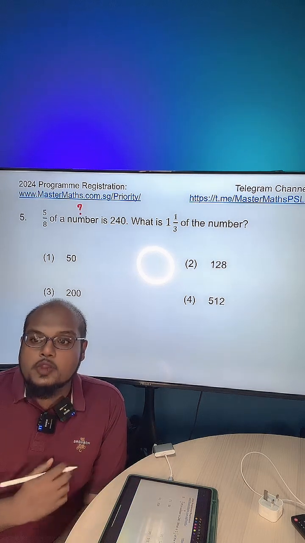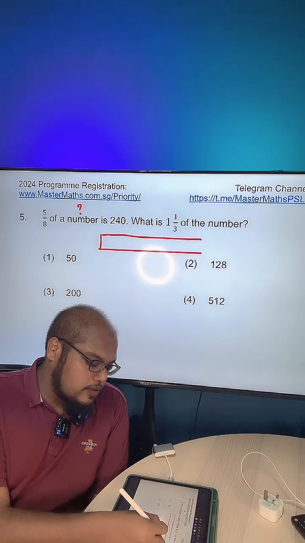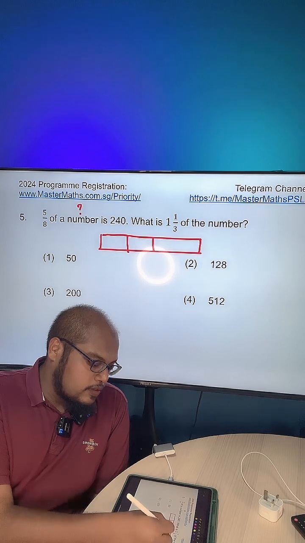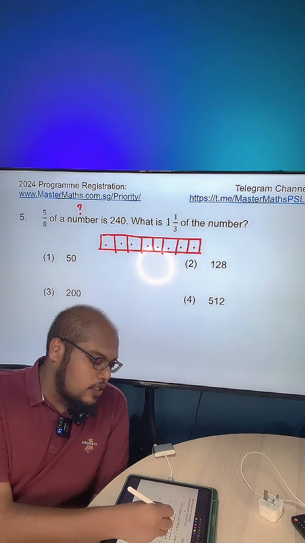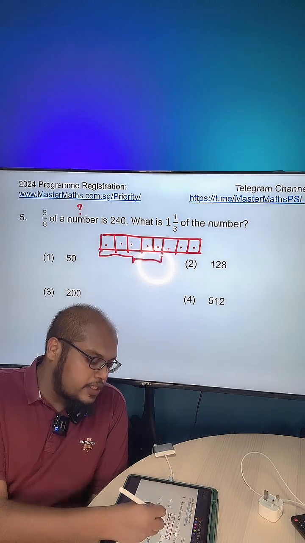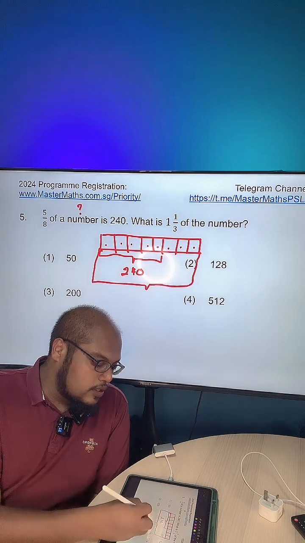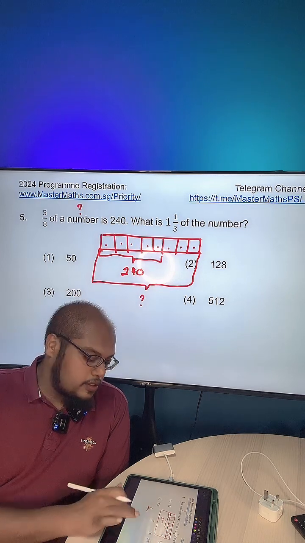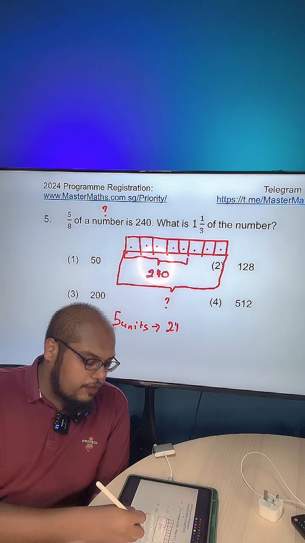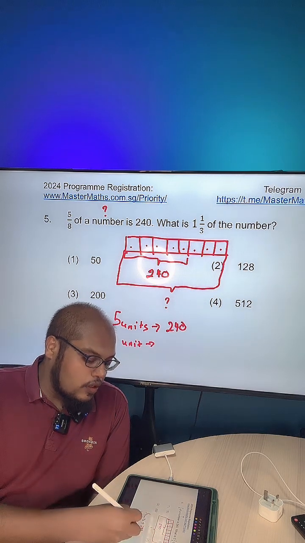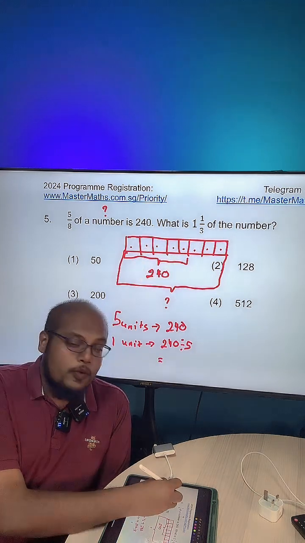5 over 8 of a number is 240. So what does that mean, right? If I were to draw a model, these 5 boxes here is 240. So I need to find this whole thing first. Okay, so it's like 5 units is 240. 1 unit, I take 240 divided by 5. And I will get, this is a potential Paper 1 question also.